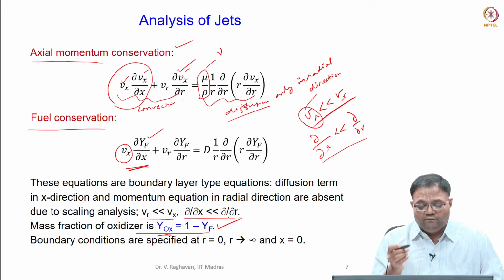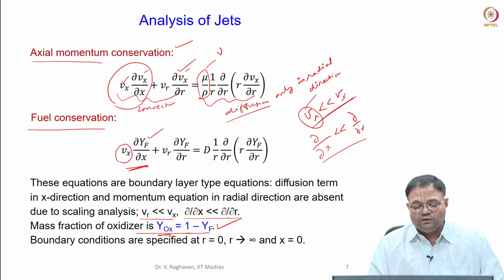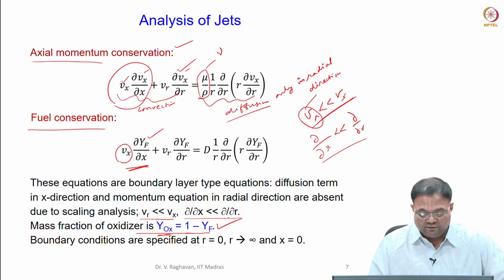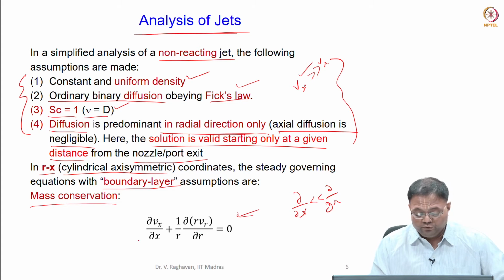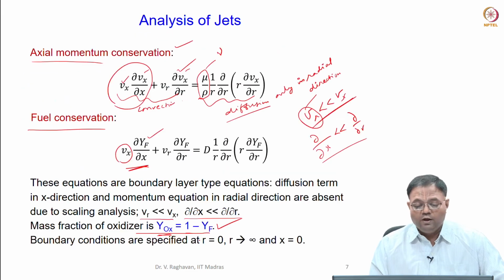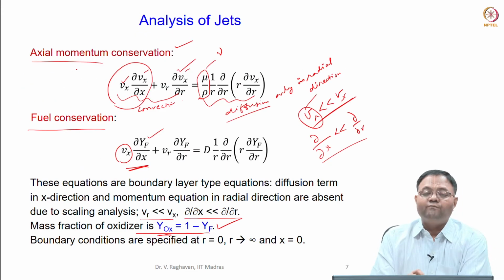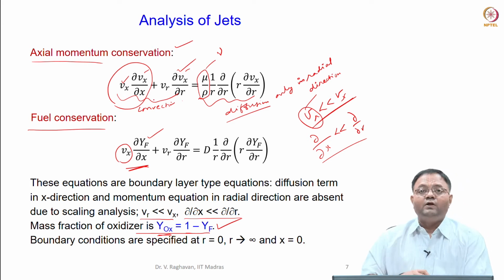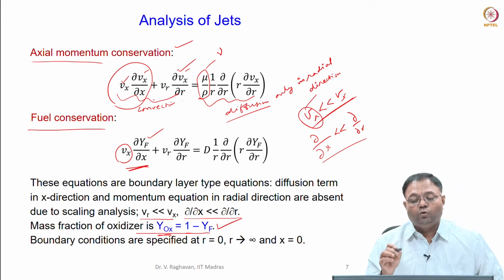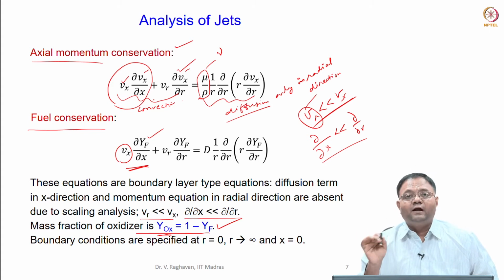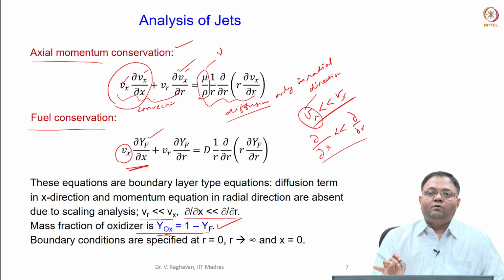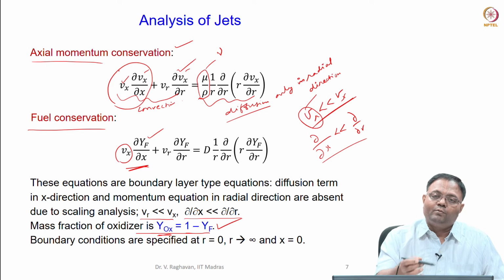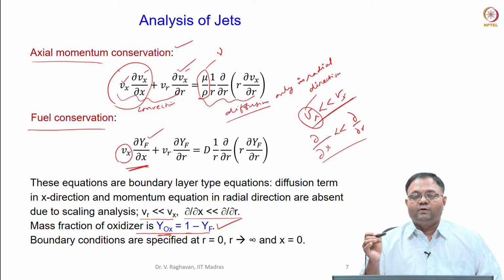Okay, so before we go to the solution, we need to see the boundary conditions. So, we have three equations now. The mass conservation, which is going to give us the value of Vr: dou Vx by dou x plus 1 by r dou by dou r of r Vr equal to 0. Then we have the axial momentum equation: convective term Vx into dou Vx by dou x plus Vr times dou Vx by dou r equal to the diffusion term, where there is only radial direction diffusion, and the pressure gradient is also absent. If we solve these two equations, the axial momentum and the mass, together you get the velocity components Vx and Vr.